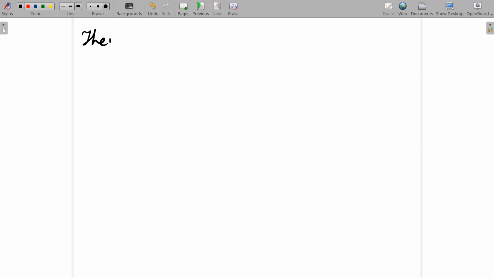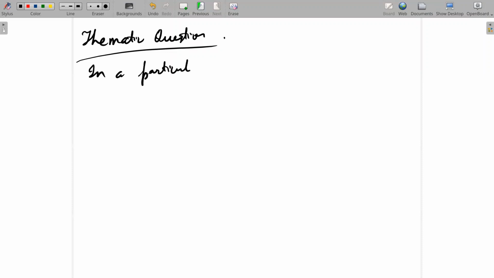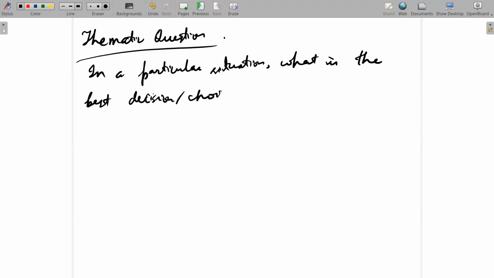We'll phrase it in very vague terms and slowly mathematize that question. So what is the thematic question? In a particular situation, whatever that is, with examples, of course, this will be clear what this means, what is the best decision or choice towards a particular objective.